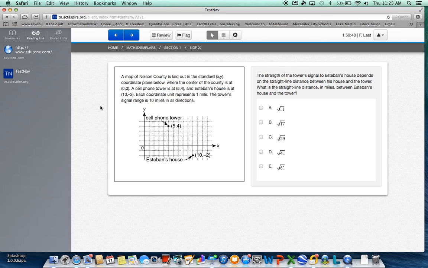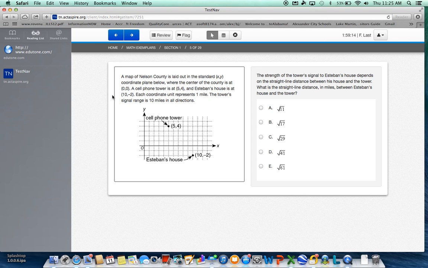It says, a map of Nelson County is laid out in the standard XY coordinate plane below, where the center of the county is at 0, 0. A cell phone tower is at 5, 4, and Esteban's house is at 10, -2. Each coordinate unit represents 1 mile. The tower's signal range is 10 miles in all directions. The strength of the tower's signal to Esteban's house depends on the straight line distance between his house and the tower. What is the straight line distance in miles between Esteban's house and the tower?